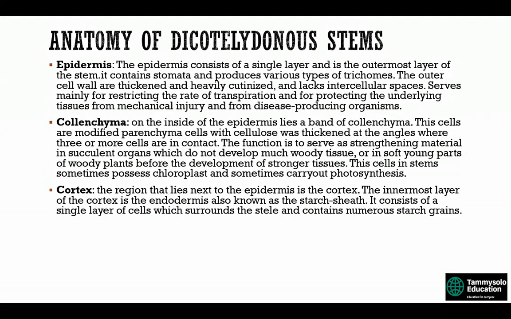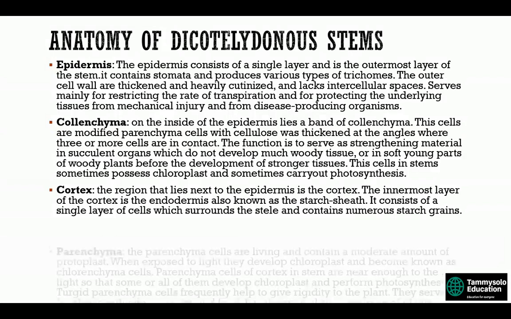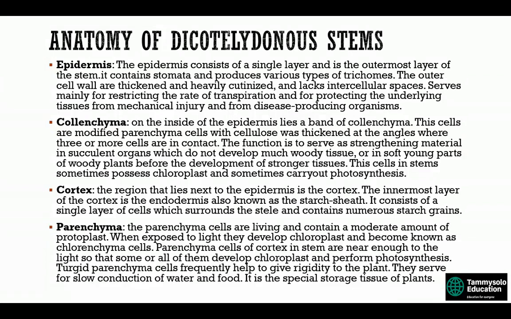The innermost layer of the cortex is the endodermis, also known as the starch sheet. We'll talk more about the endodermis later. So the cortex consists of a single layer of cells which surrounds the stele and contains numerous starch grains. The parenchyma is found within the cortex.